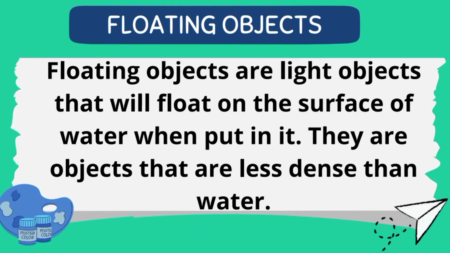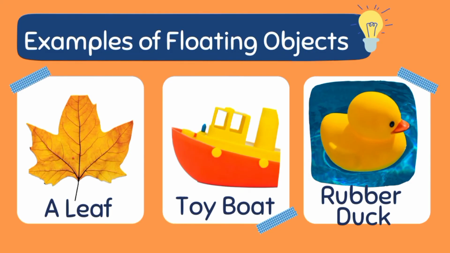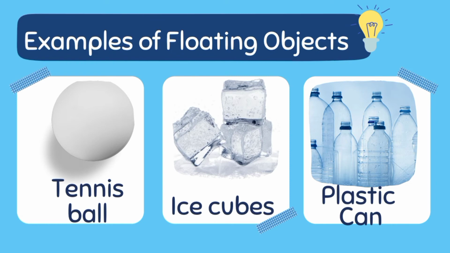Floating objects. Examples of floating objects include a leaf. Yes, a leaf will stay on top of water. Also a toy boat, a rubber duck. You can name them: rubber spoon, rubber cup, then nylon, your paper, your book. They are light in weight and so they stay on top of water. Your tennis ball also, they are floating objects. Your rubber tennis ball, then your ice cube. When you put an ice cube in water, it melts and goes there. Then a plastic can also floats on top of water.